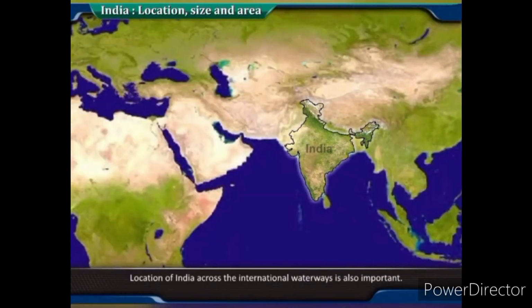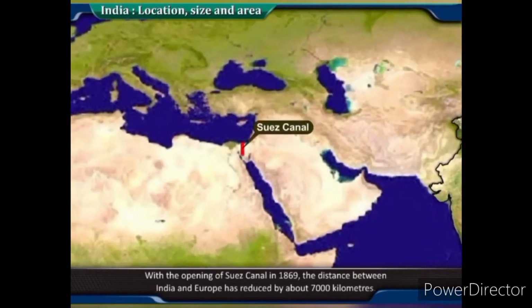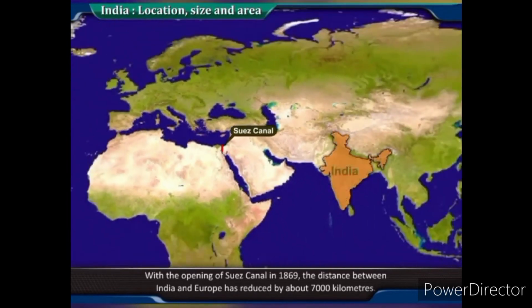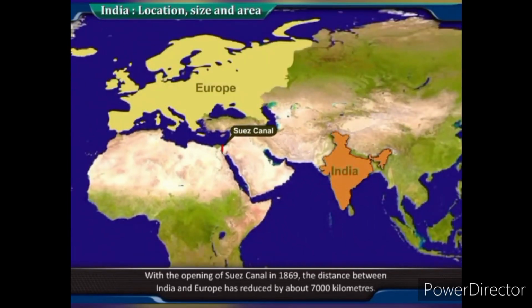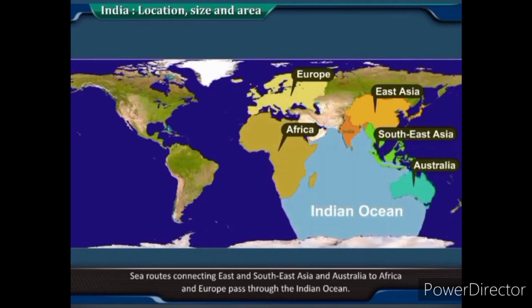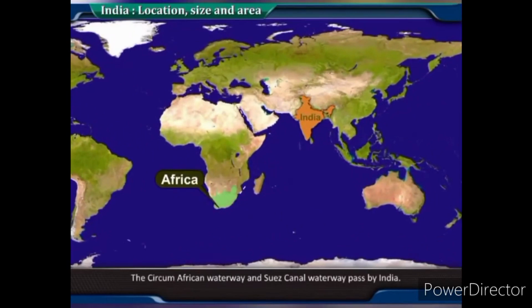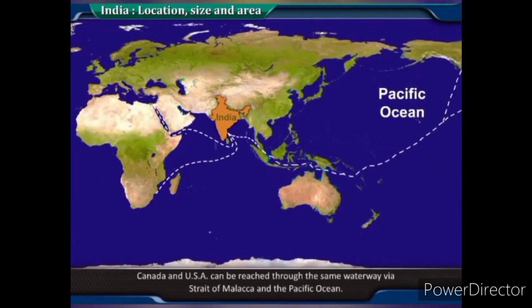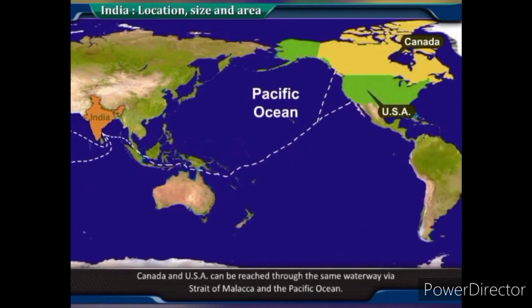The location of India across the international waterways is also important. With the opening of the Suez Canal in 1869, the distance between India and Europe has reduced by about 7,000 kilometers. Sea routes connecting East and Southeast Asia and Australia to Africa and Europe pass through the Indian Ocean. The Circum-African Waterway and Suez Canal Waterway pass by India. Canada and USA can be reached through the same waterway via the Strait of Malacca and the Pacific Ocean.